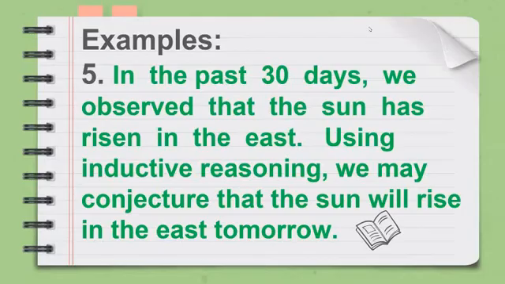In the past 30 days, we observe that the sun has risen in the east. Using inductive reasoning, we may conjecture that the sun will rise in the east tomorrow. Okay, so again, based on inductive reasoning.